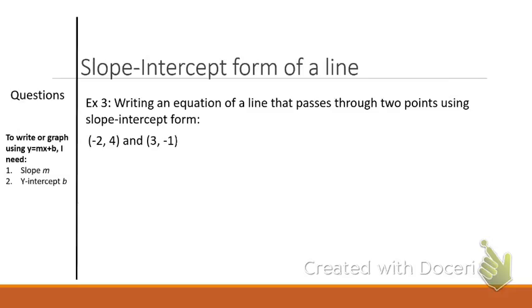Our third example says writing an equation of a line that passes through 2 points using slope-intercept form. So as I look at this one looks a little bit different because I don't have the y-intercept readily, but I do have 2 points. Since I have 2 points, I can use my slope formula just as we did before. So let's go ahead and label our points. The first point you come to, we read left to right, that's going to be x1 and y1. My second point, since I only have 2 points, naturally it's going to be x2 and y2.